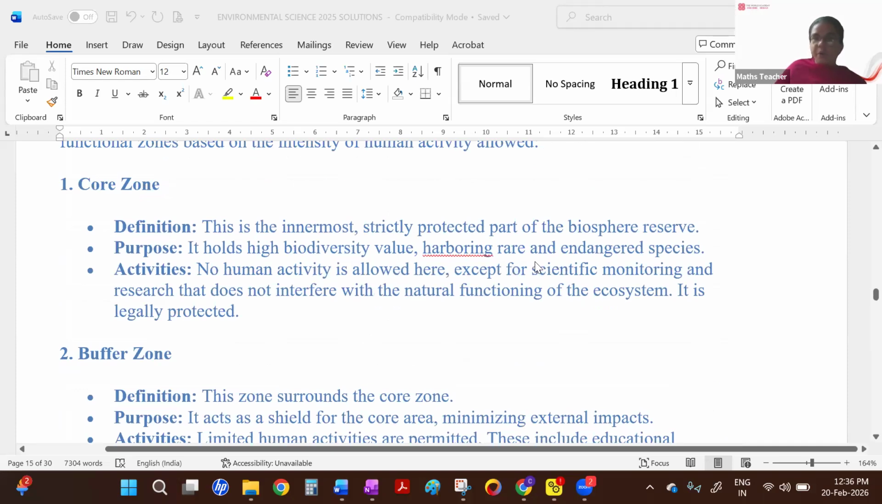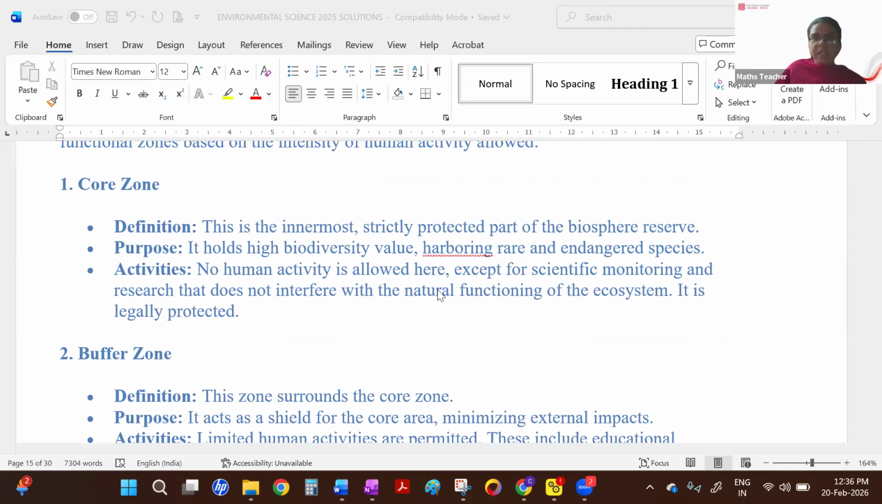It is the innermost strictly protected part of the biosphere reserve, and it holds high biodiversity value, harboring rare and endangered species. And what are the activities? No human activity is allowed here, except for scientific monitoring and research. So just for collecting data, sometimes some people will be allowed, but otherwise, no other human can enter this region. It is legally protected.